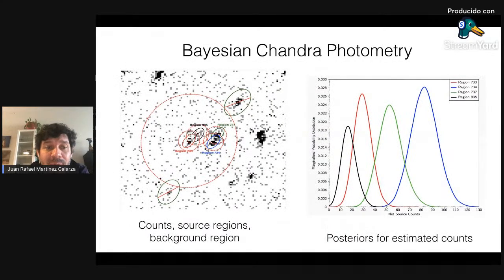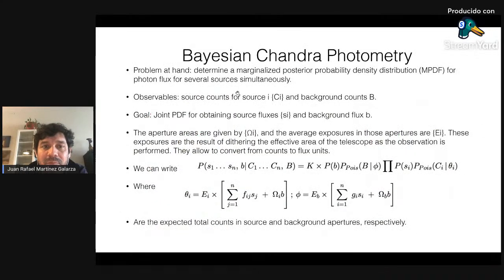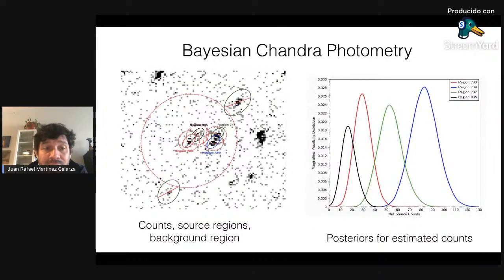So we want to determine these fluxes independently. We don't want to estimate the joint probability of all the fluxes together. We want to determine them individually, and that's where we talk about the marginalized. I want to determine the flux of this source when I marginalize over all other possible fluxes of the other sources, because I'm only interested in this source. That's why we say marginalized. And all I have in place before I start my experiment is the observables, which are basically the amount of counts that I have in each of these regions.